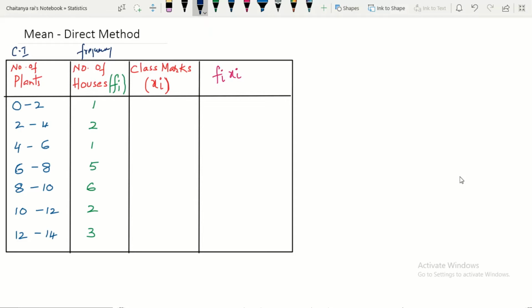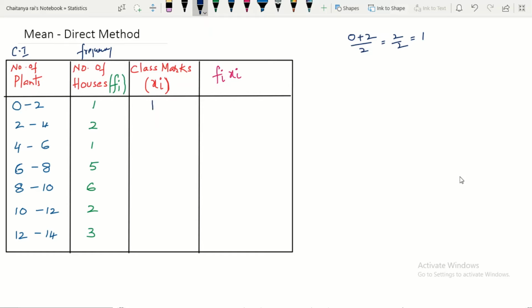We have to find class marks first. You might remember that we discussed class marks in our earlier video, and I will provide it in the description also. To find the class mark of each class we have to take the upper and lower boundaries of that class and add them. In the first class it is 0 and 2, and we take the average of them. This is 2 by 2, nothing but 1. So the class mark of the first class is 1.